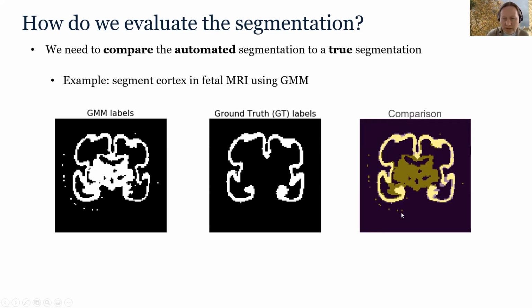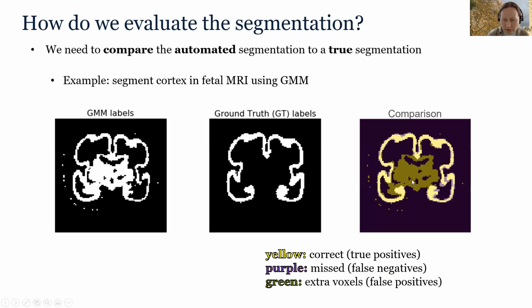And here you can see the colored overlay of these two segmentations. Here is the legend. So yellow voxels are the ones that are correctly segmented. So they are both in ground truth and in the automated segmentation. And these are called true positives. In purple, we have voxels that we have missed.